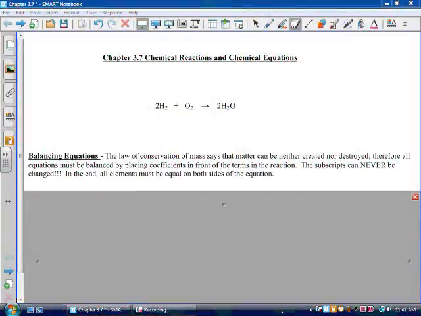This section deals with chemical equations and chemical reactions. Every chemical reaction must be represented in some way in shorthand, and the way we represent them is using what is called a chemical equation. A chemical equation is very similar to a mathematical equation in that it has two sides. The difference is, instead of having an equal sign, we have an arrow in its place.